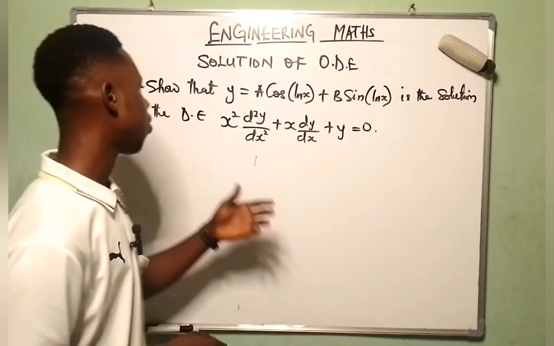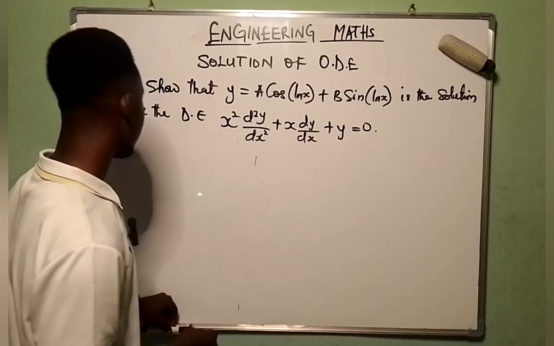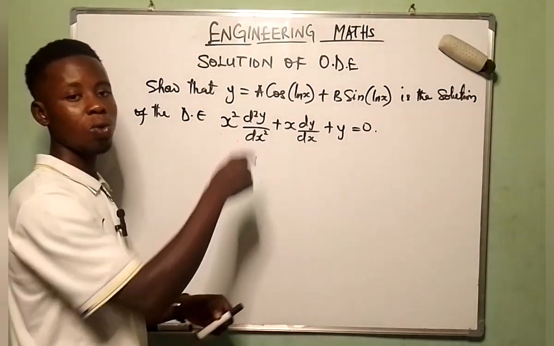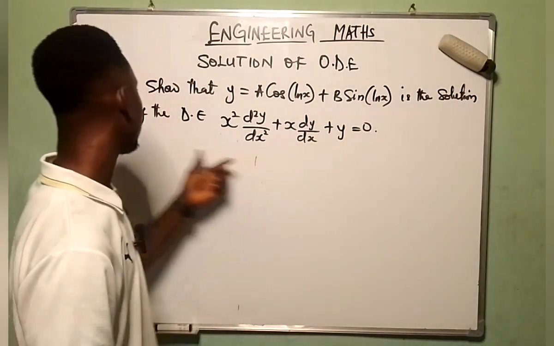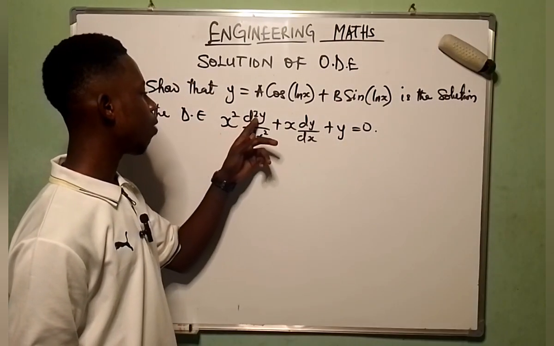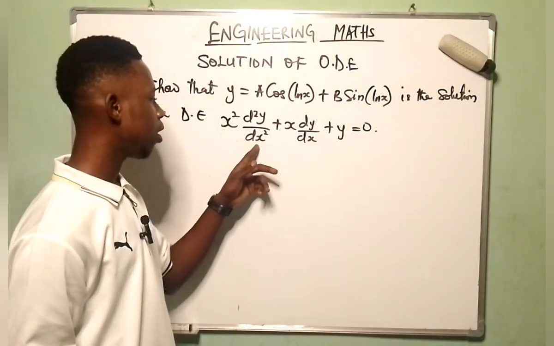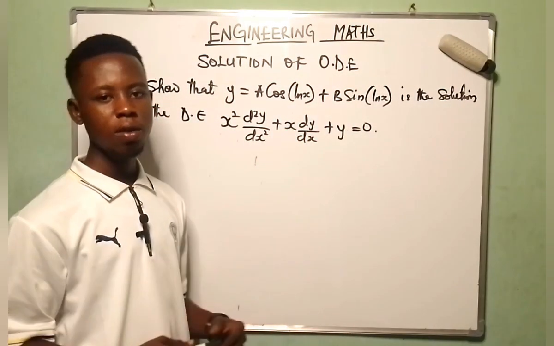And now we have one of the questions down here that we need to solve, and this question says, show that y equal to a cos ln x plus b sin ln x is the solution of the differential equation x square d square y dx square plus x dy dx plus y is equal to 0.